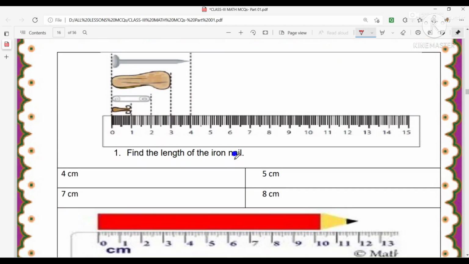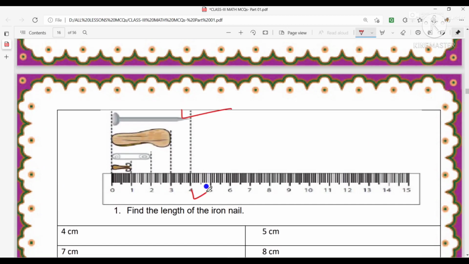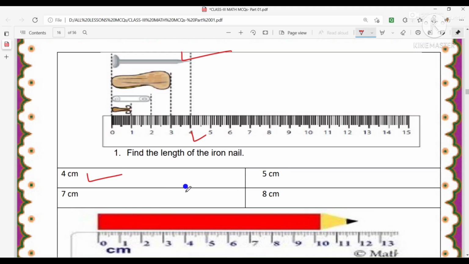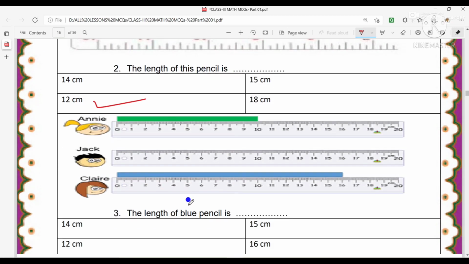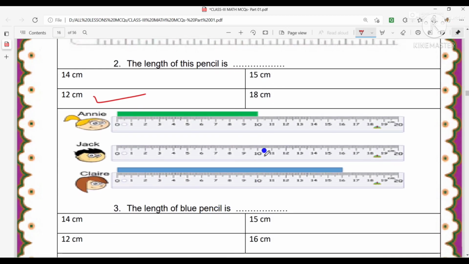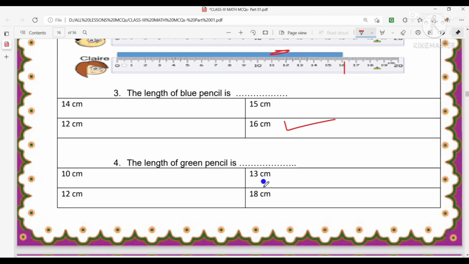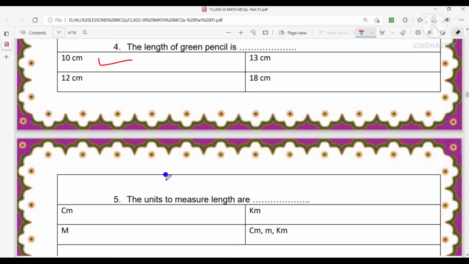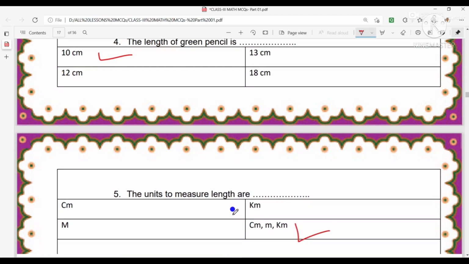Next, long and short. Find the length of the iron nail. Iron nail, this one. 4 centimeter. Then the length of this pencil is 12 centimeter. Then the length of the blue pencil, this one, is 16 centimeter. Then the length of the green pencil, this one, 10 centimeter. Then the units to measure length are centimeter, meter and kilometer.